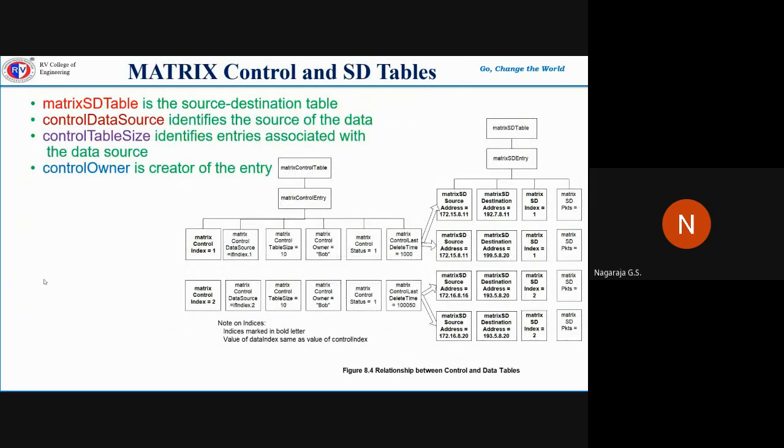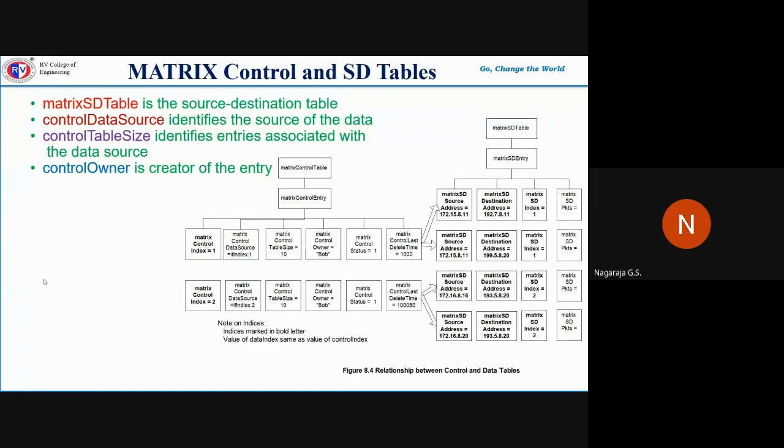And this is the matrix control and SD table. I think it is similar to the previous one, wherein we talk about two things. One is the matrix control table, matrix control entry, where you have a matrix control with index 1, matrix control data source with one, and the table size may go up to 10. Not only 10, it moves like that. You can add your own related information into the matrix table. That's what we are trying to talk about.